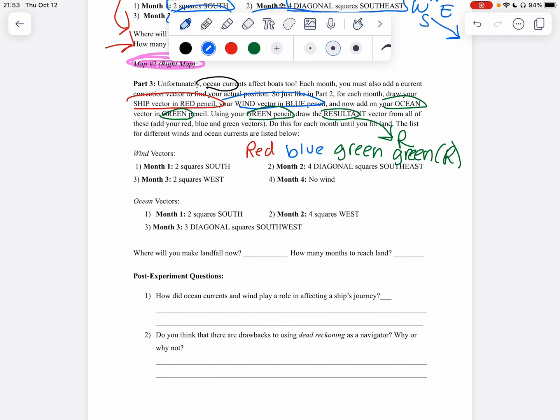So why do I keep grabbing that? My wind vector is going to be for month 1, 2 squares south, and my ocean vector is also going to be 2 squares south. Okay.